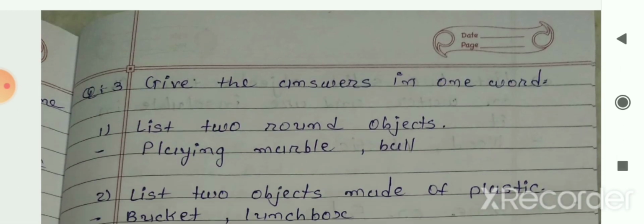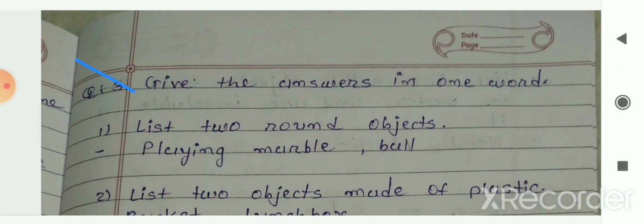Now question 3. Next question is, give the answer in one word or give only the answers. In that first one, list 2 round objects. So playing marbles, ball, balloon, many examples are there. Here I wrote 2 examples, that is playing marble and ball. So these are the round objects.